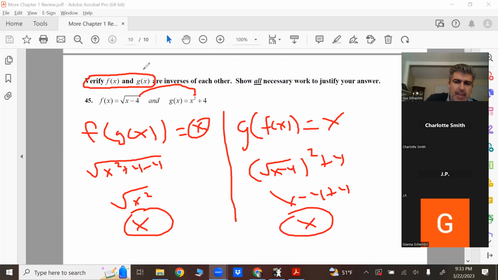I could ask something like that. So someone's asking, would that be a question on a test? Yeah. What I could do is I could ask you to find the inverse first and then to verify by doing f of g of x. I could totally ask that.